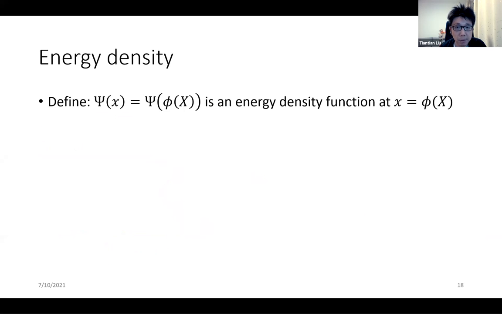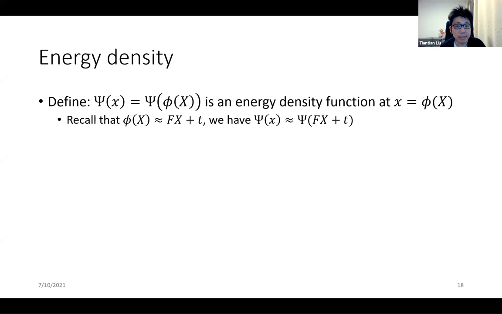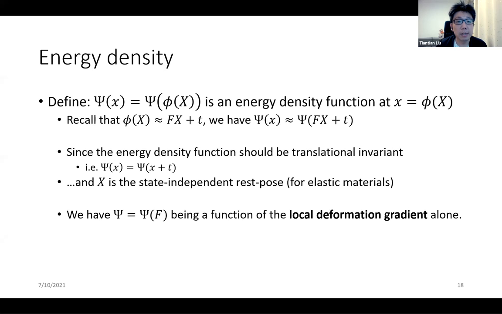Once we have the deformation map, we can use it to define the energy density function around every infinitesimal region. Recall that phi is an affine transformation of x. We have this psi as the energy density function. Since the energy density function should be rigid body transformation invariant, psi depends solely on F, where F is the gradient of the deformation map, and is therefore called the deformation gradient.